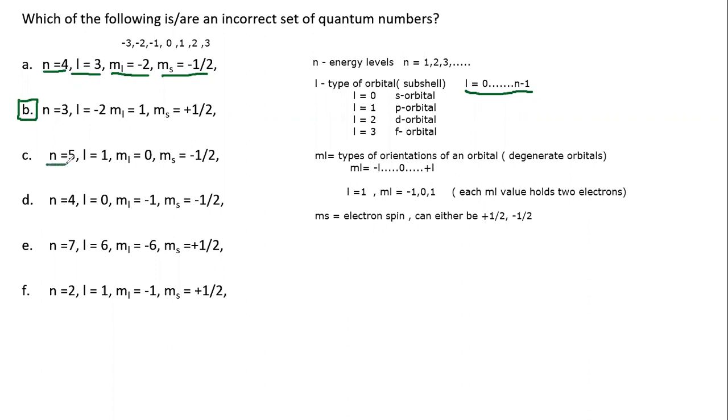Next we have C. We have n equal 5. So n is valid. It's a positive number. L equal 1. So if n is 5, can L be 1? The answer is yes, because L goes from 0 to n minus 1.